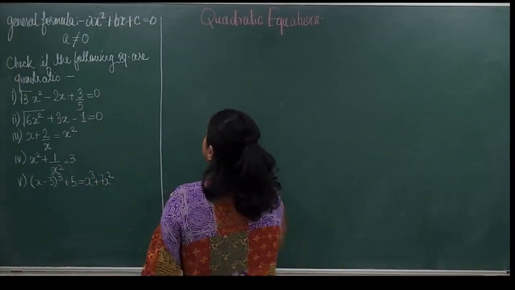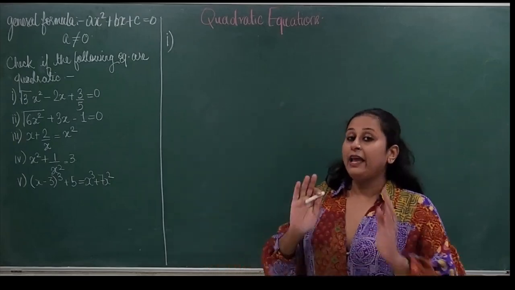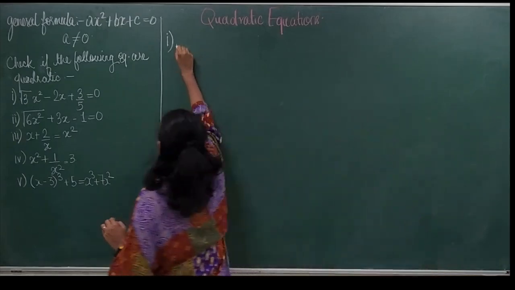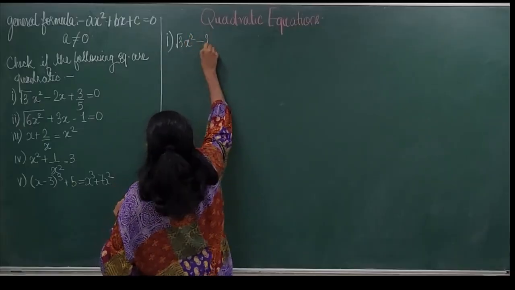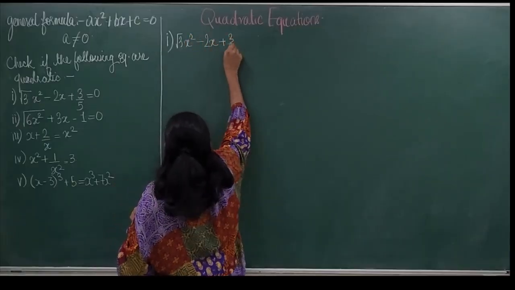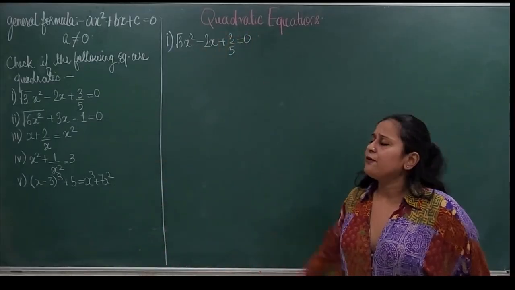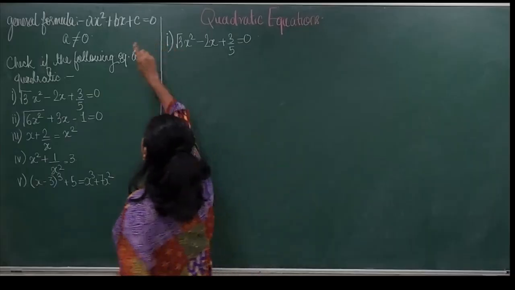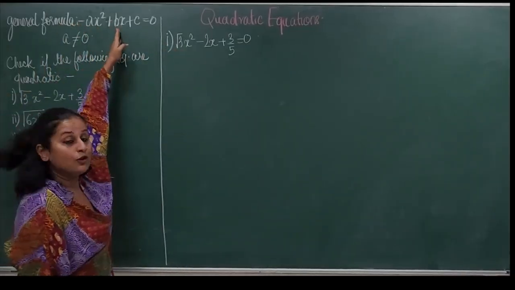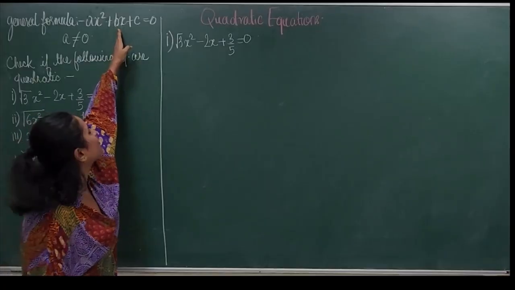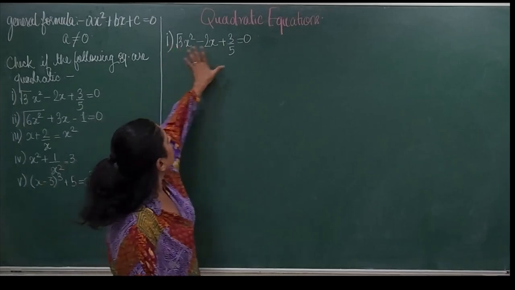So the first equation that we have, what does it say? Root 3 x square is outside the root. So root 3 is the coefficient of x square minus 2x plus 3 by 5 is equal to 0. Let us look at this equation. The first thing that you have to do is bring it to its general form, where the highest power is written first, then the lower power of x, which is x raised to 1, and the constant is towards the end.